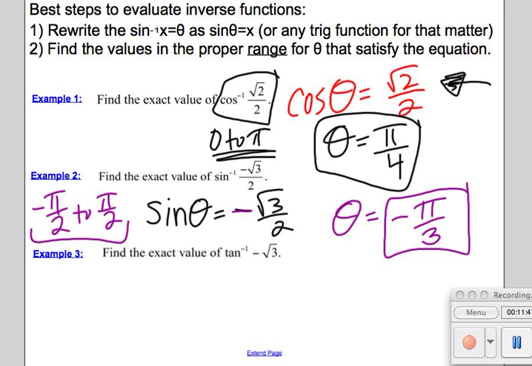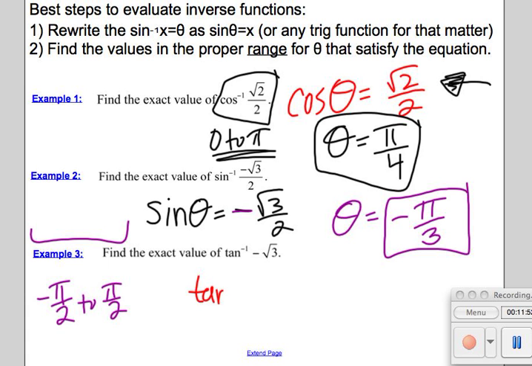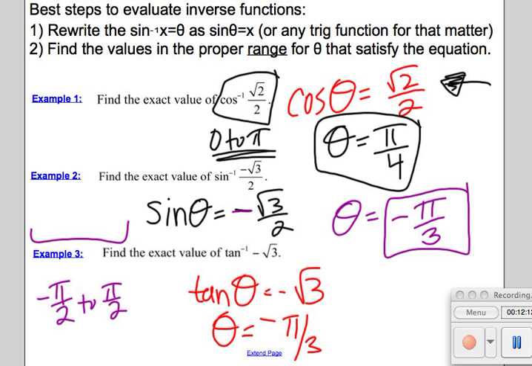Tangent has the same range, so I'm going to use the same range for tangent. I'm going to rewrite it as tangent of theta equals negative square root of 3. I'm going to look on my unit circle. Tangent's always harder because it's not on your unit circle. You've got to do some calculating. But you'll find that the angle is, number one, negative because it's a negative tangent, so a negative slope. And it's also, in fact, negative pi over 3. If you calculate the tangent at that point, you will see that it is negative square root of 3. So there is your solution to the final example.